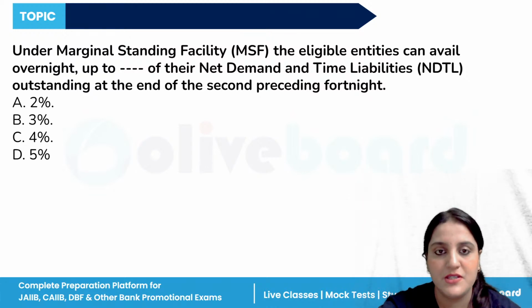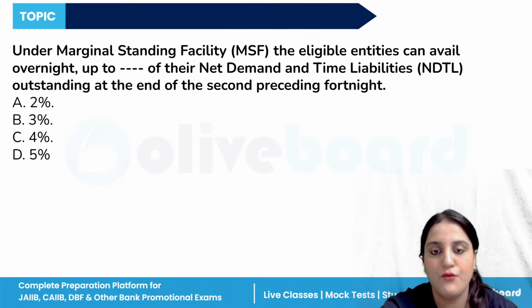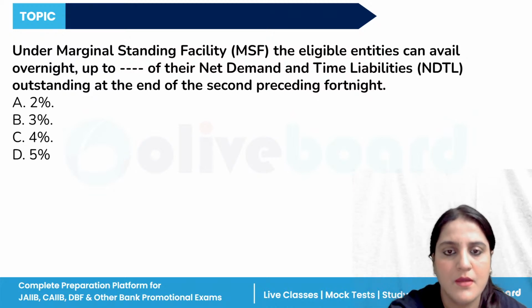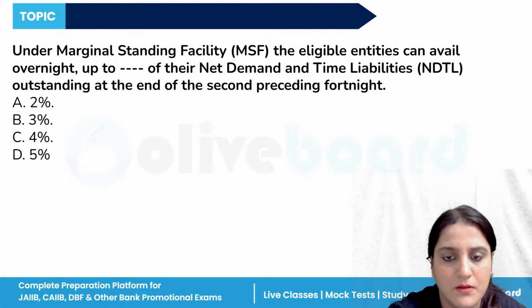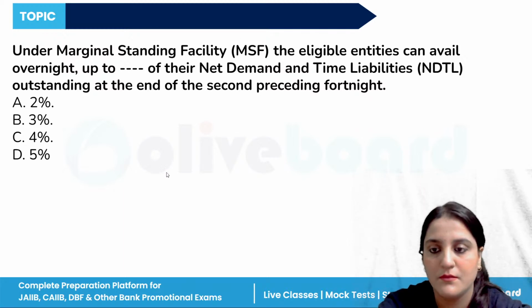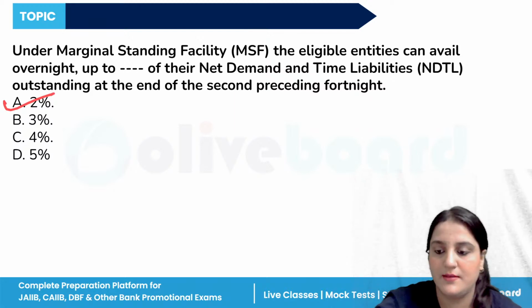Okay. Next question. Under MSF, the eligible entities can avail overnight up to what percent of their net demand and time liabilities outstanding at the end of the second preceding fortnight. Fortnight, we know, is 14 days, so you can tell me the correct answer. Yes, this is the direct concept. 2% is the correct answer. Very good, Shalaka sir.